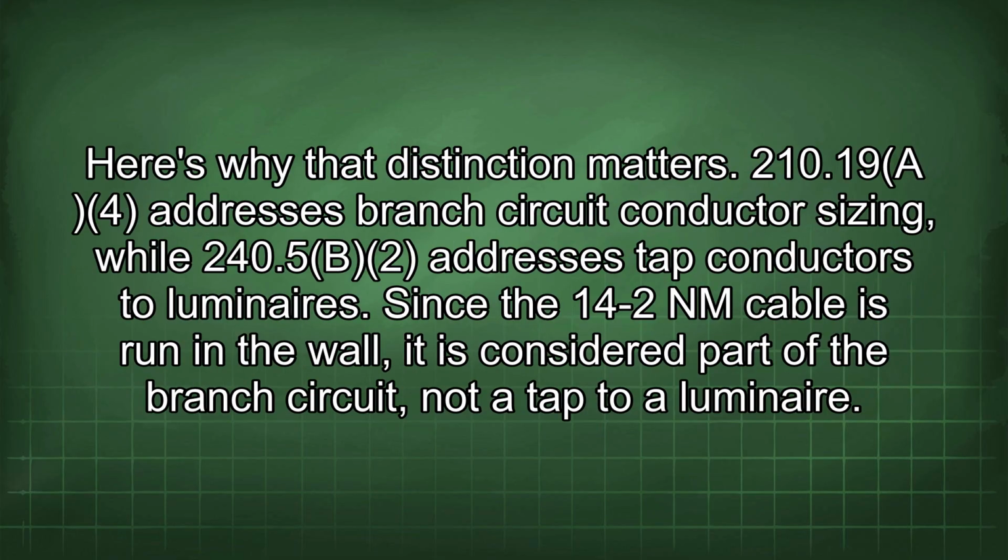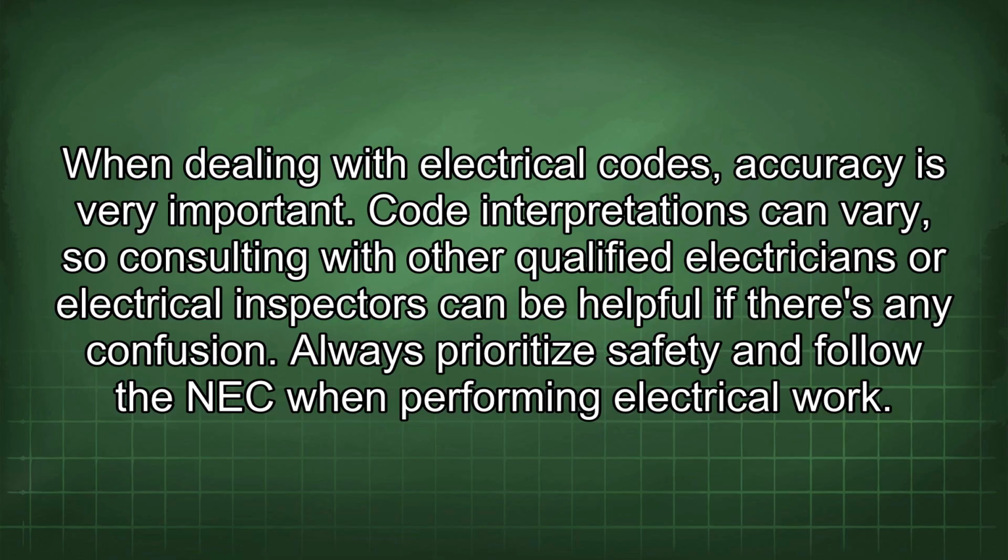Here's why that distinction matters. 210.19 addresses branch circuit conductor sizing, while 240.5(B)(2) addresses tap conductors to luminaires. Since the 14-2 NM cable is run in the wall, it is considered part of the branch circuit, not a tap to a luminaire. When dealing with electrical code, accuracy is very important. Code interpretations can vary, so consulting with other qualified electricians or electrical inspectors can be helpful if there's any confusion. Always prioritize safety and follow the NEC when performing electrical work.